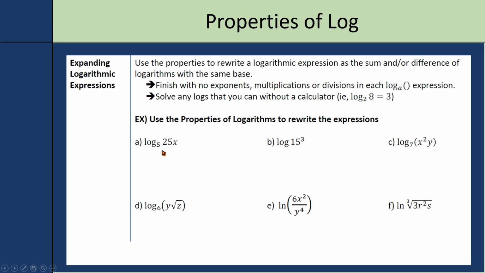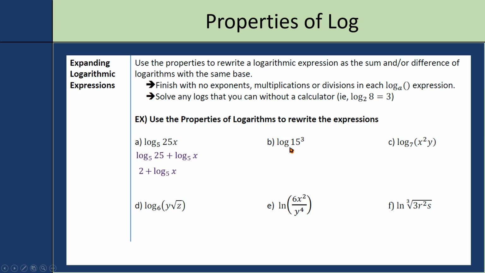Now let's solve some more of these here. You see this log here, it had 25 times x. I can break that up: log base 5 of 25 plus log base 5 of x. Because they're multiplied, you split into logs that are adding. Now here, 5 raised to the what gives you 25? You can simplify this to become a 2. And this one, you can't do anything to it. So it's 2 plus log base 5 of x.